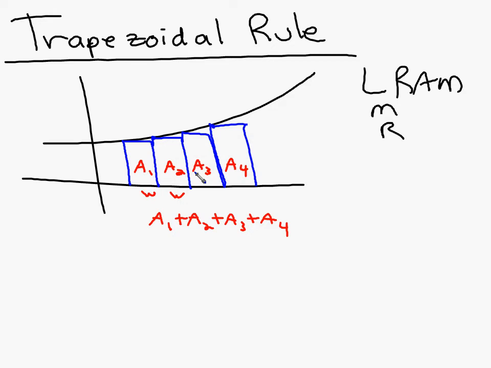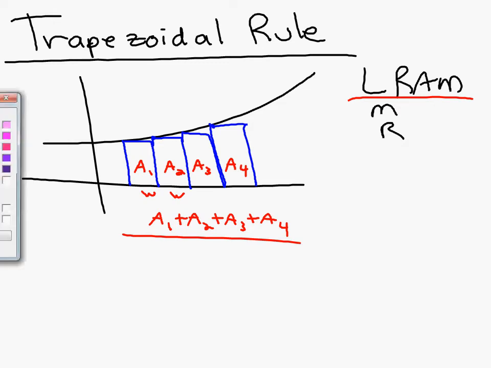The trapezoidal rule is just like LRAM, where we're going to add up the areas of a bunch of rectangles, only instead of adding up the areas of rectangles, we're going to add up the areas of trapezoids. So, instead of the picture that I have up there, we're going to have trapezoids that we are adding up the areas of. And so, to do that, we have to start with the area formula for a trapezoid.